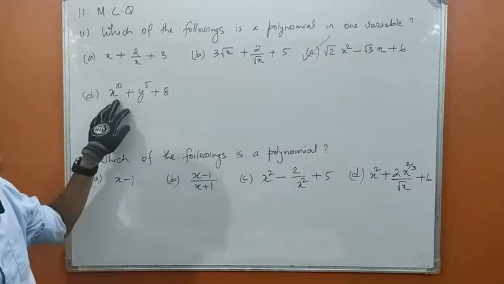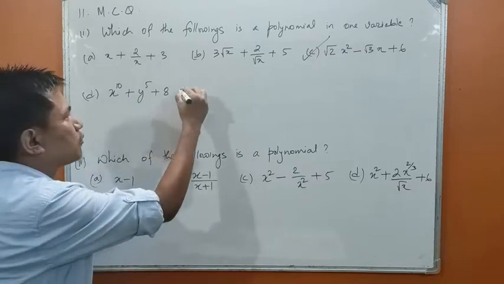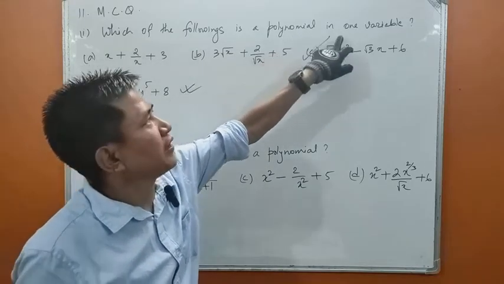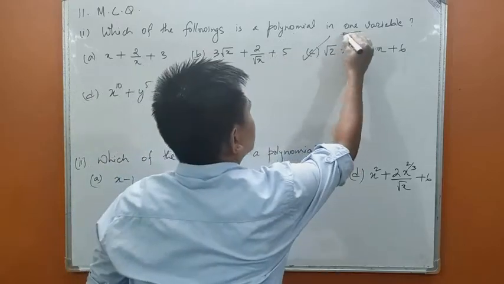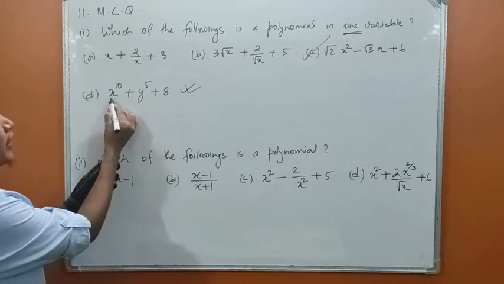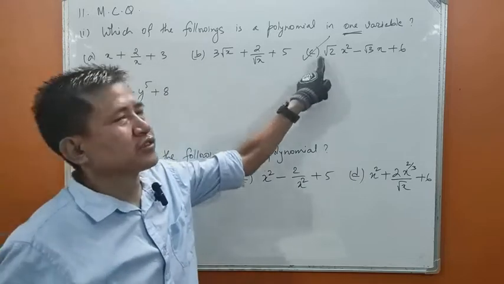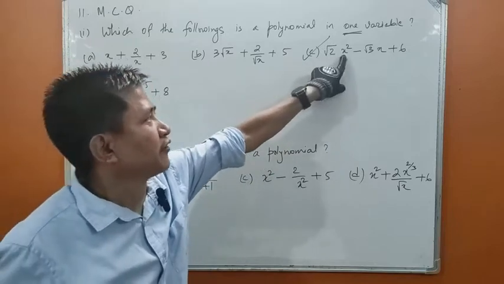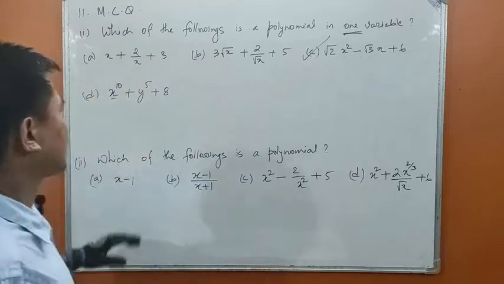And here in option D the powers of the variables are positive integers, so this is also a polynomial, but we are asked to identify the polynomial in one variable, isn't it? We should keep in mind one variable, but we have two variables here. One is x and another is y, so this cannot be the option. The right option is option number C. Here the variable is x and the power of the variable is a positive integer. I hope you got this.